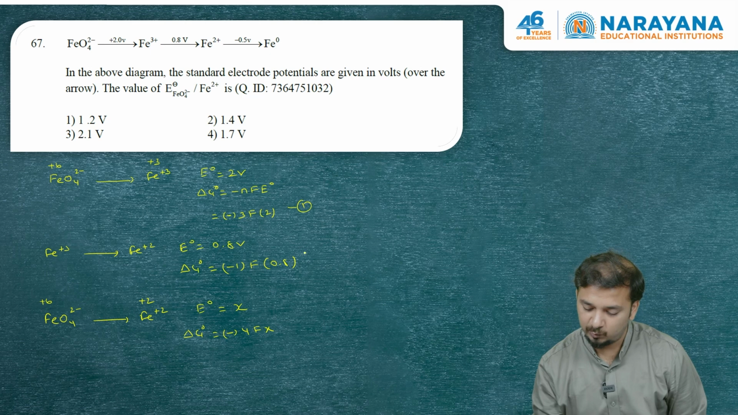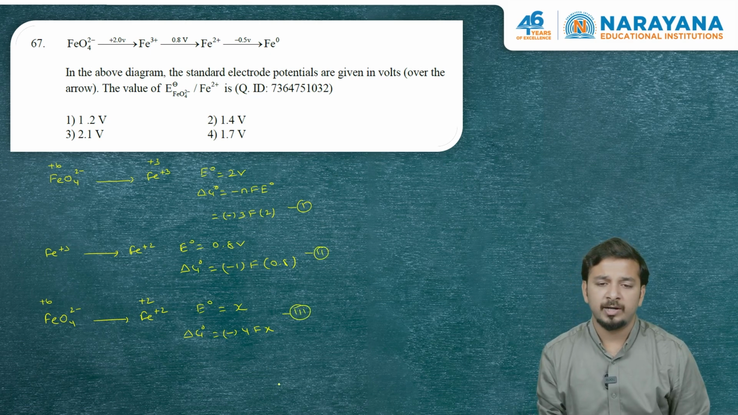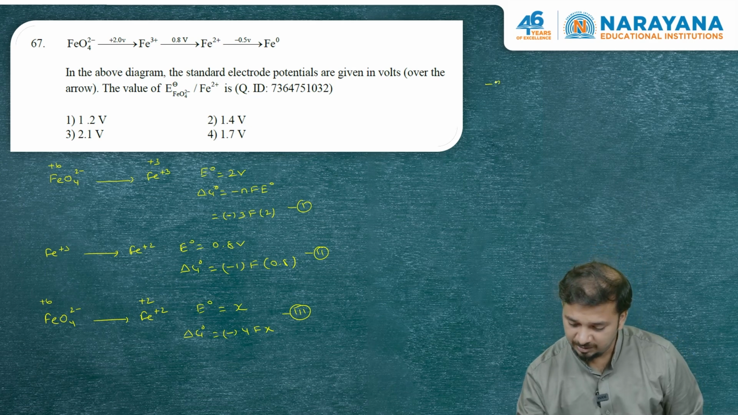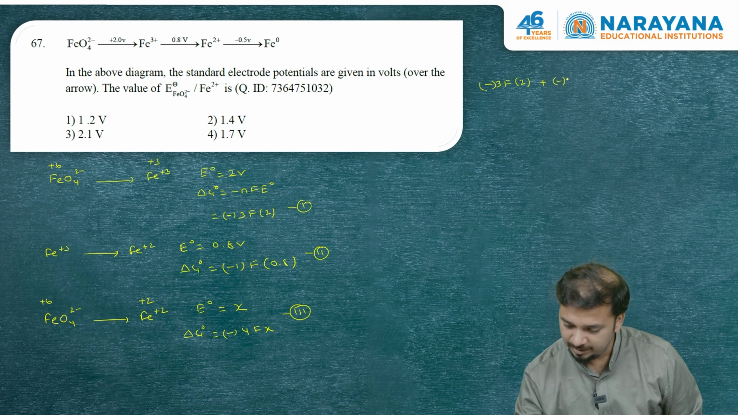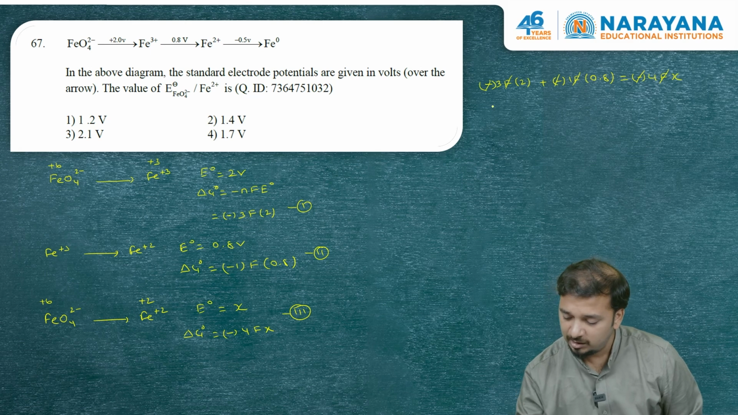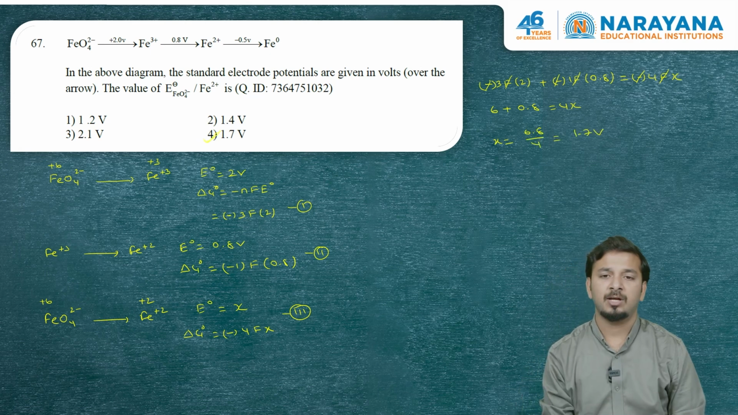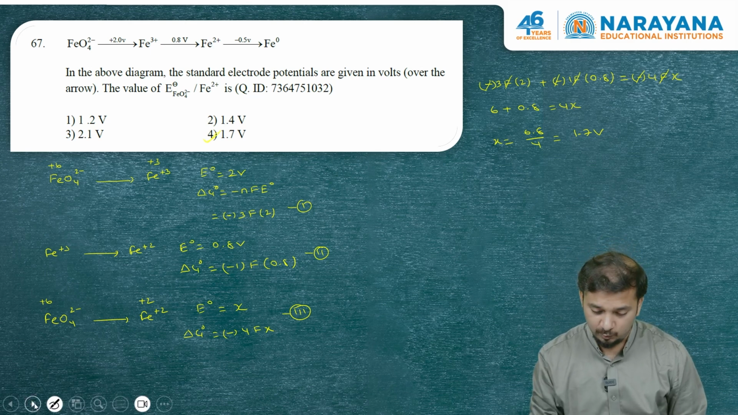Now let's say this is equation 1, this is equation 2, and this is equation 3. So we can see that equation 1 plus equation 2 will give equation 3. So we'll write minus 3F into 2 plus minus 1F into 0.8, that will be equal to minus 4F into X. So negatives are cancelled out, F is cancelled out. So we'll get 6 plus 0.8, that is equal to 4X. So X will be equal to 6.8 divided by 4, which is equal to 1.7 volt. So the correct answer for this question is option 4, that is 1.7 volt.